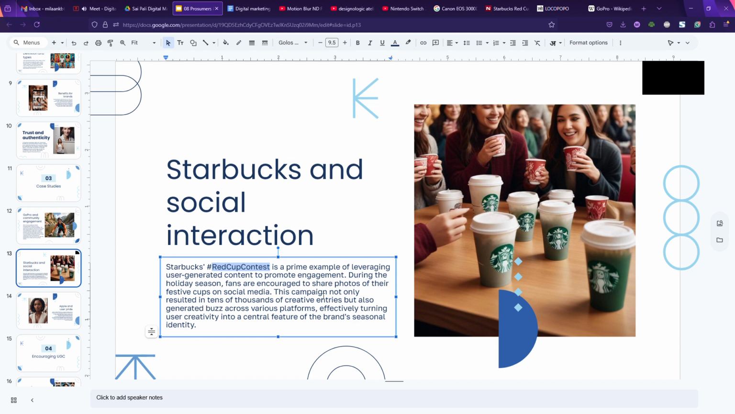When they put it on social media, that also creates fear of missing out. Like we have FOMO, and other words among the young crowd. So even they would want to go and take that selfie, do the same thing. So this campaign not only resulted in tens of thousands of different, creative entries, but also generated buzz across social media. It went viral, effectively turning user creativity into a central feature of the brand's seasonal identity.